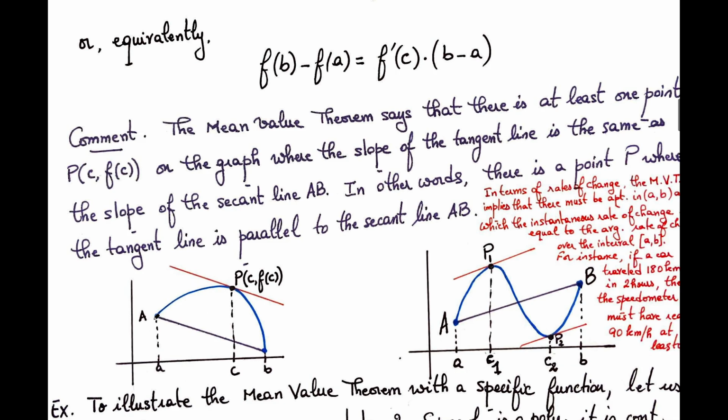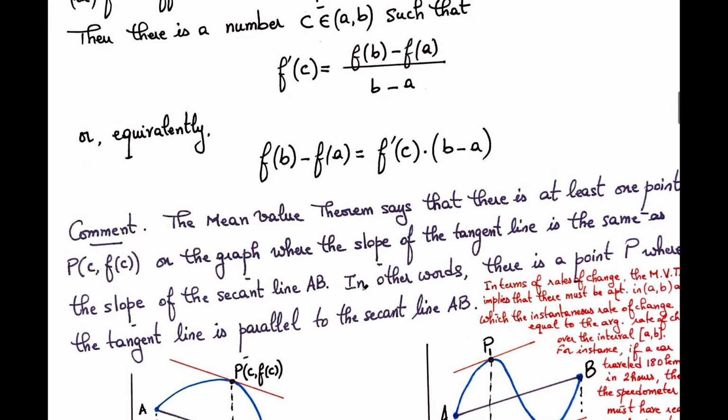Somewhere between a and b, so at c, the tangent line to the curve at this point c, whose first coordinate is c, is going to be parallel to the secant line, right? Being parallel means they have the same slopes. This is one example, and this is another. Look, here I have two places, c1 and c2, where the tangent lines are parallel to the secant line.